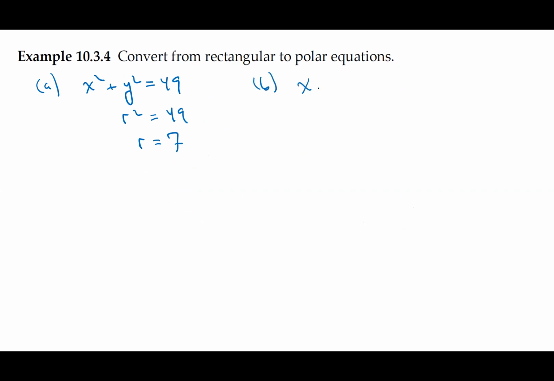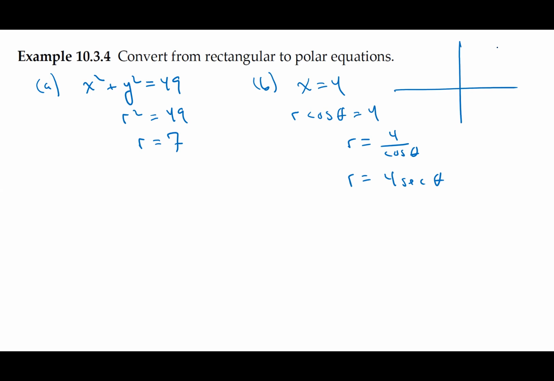How about x equals 4? Well, we know that x is r cosine theta, which means r would be 4 over cosine theta. So r is 4 secant theta. Which should also make sense because if you've got a vertical line, that radius, that distance from the origin, should be going off to infinity as your angle increases.